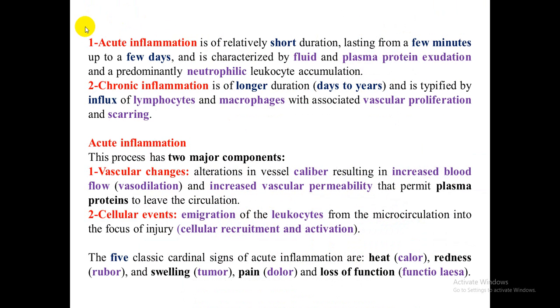Inflammation occurs as two types of inflammatory process, either acute or chronic inflammation. Acute inflammation is of relatively short duration, lasting from a few minutes up to a few days, and is characterized by fluid and plasma protein exudate and a predominantly neutrophilic leukocyte accumulation. In contrast, chronic inflammation is of long duration, continuing for days to years, and is typified by an influx of lymphocytes instead of neutrophils as in acute, and lymphocytes and macrophages, with associated vascular proliferation and scarring. Vascular proliferation and scarring means the initiation or start of a repairing process.